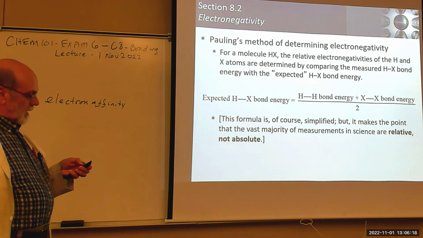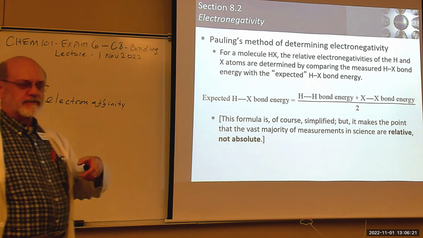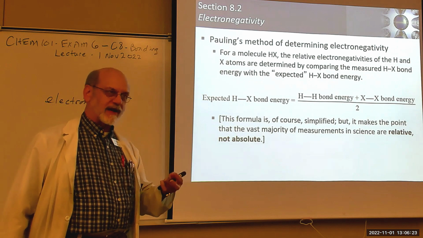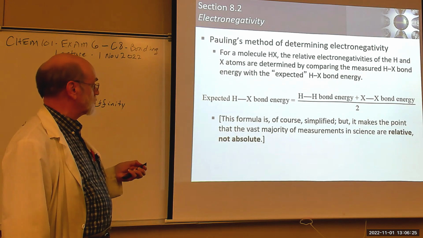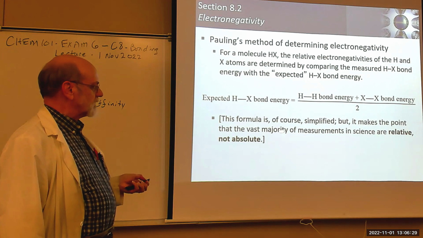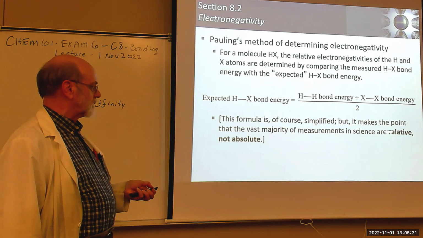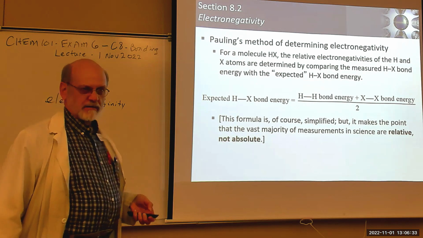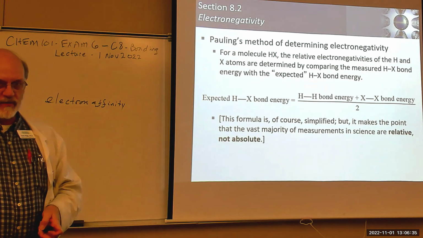So, since we're talking about forming bonds with other atoms and we're using hydrogen as our reference point, electronegativities are always relative calculations. There's no way to determine them in an absolute sense.